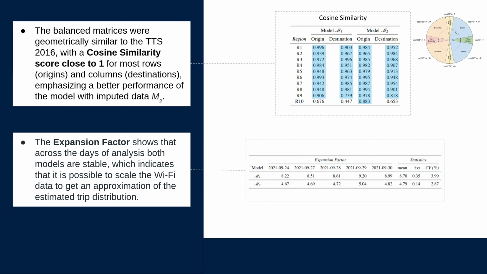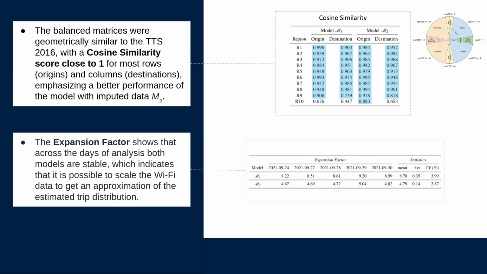Another analysis we performed was to verify whether the expansion factor was stable over the days of analysis. Both models had a stable expansion factor with a coefficient of variation below 4%. The expansion factor is the comparison between the balanced matrix and the Wi-Fi data matrix.